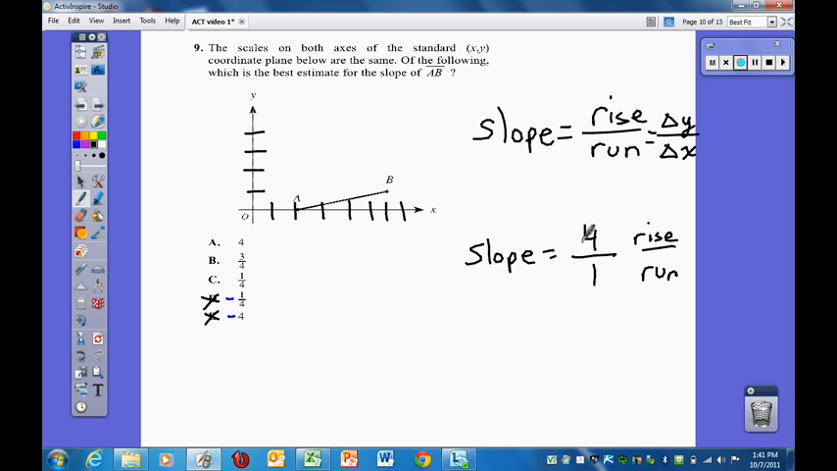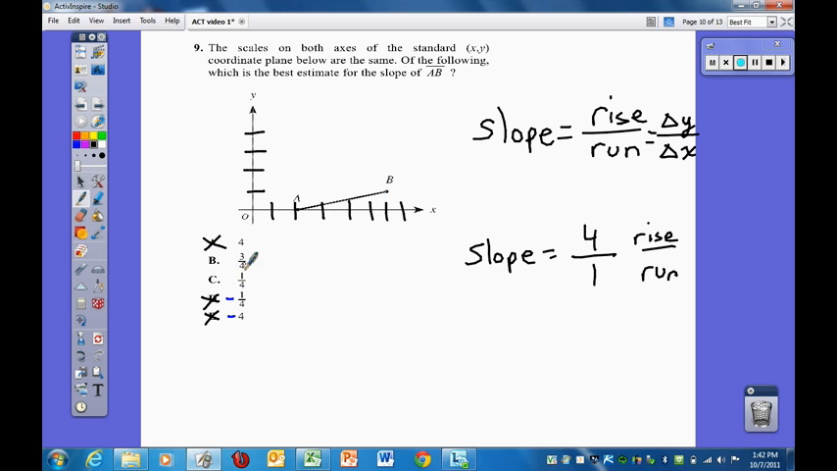Now, if the rise is positive, you go up, and if it's negative, you go down. Even though that's an oxymoron to say rise down, if it's a negative, you need to go down for your rise. Well, I have a positive for my rise. Go up 4, 1, 2, 3, 4, and run 1, 1. That doesn't work. Okay, I ended up being right up here. I need to be at B. So A is a bad choice.